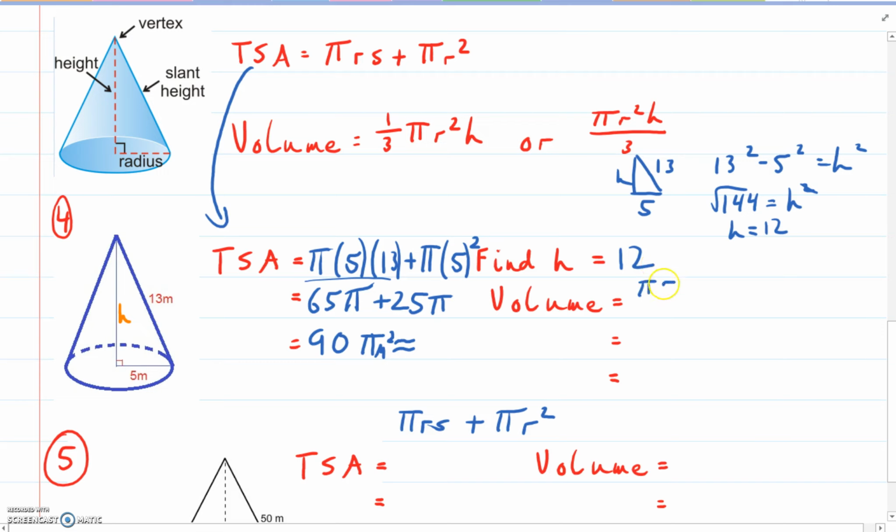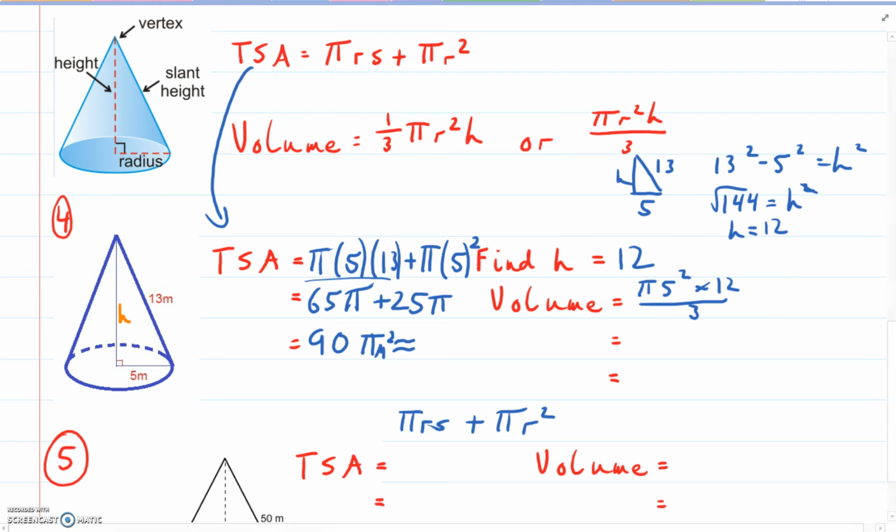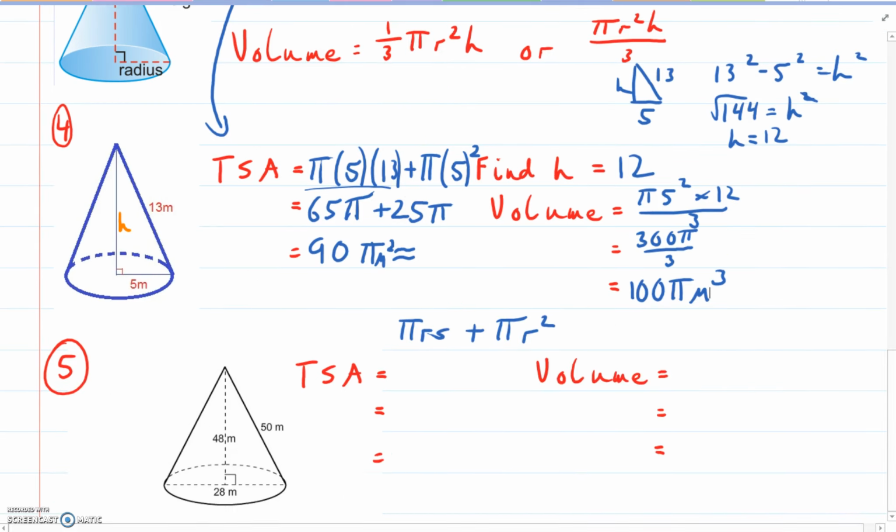So pi 5 squared times the height, which is 12, all over 3. And that's 25 times 12. I could have 300 pi over 3, which is 100 pi meters cubed, since we're finding the volume. Again, I'm just putting in these values into the formulas. You'll be given these on the test, so you just need to know how to use them, really.